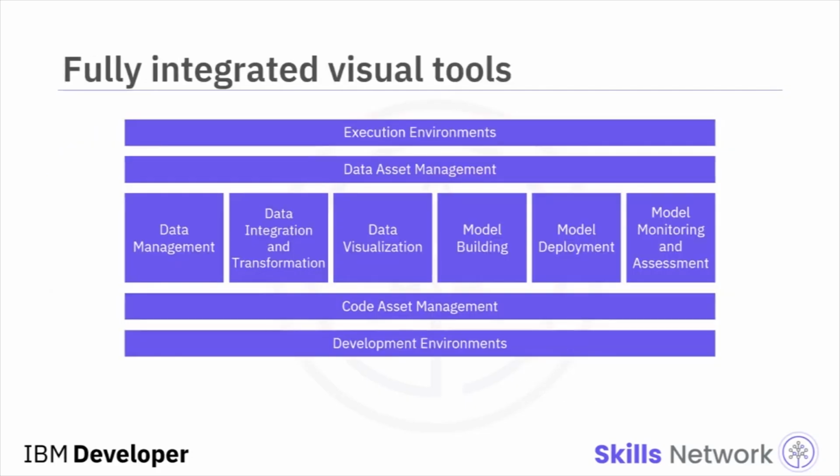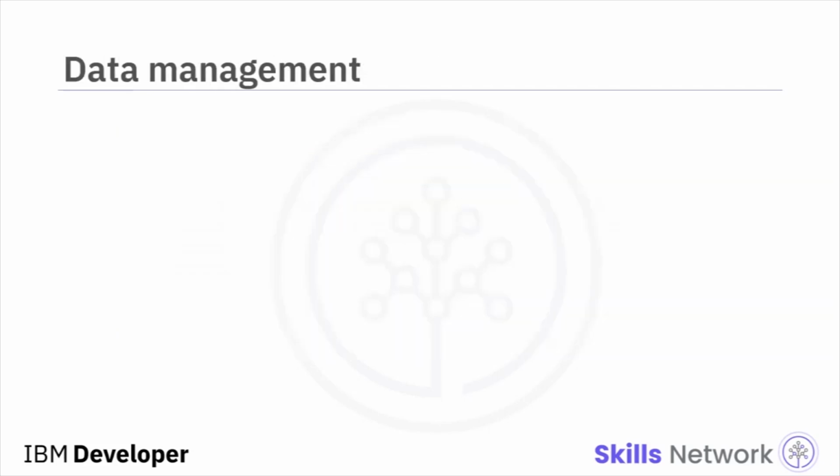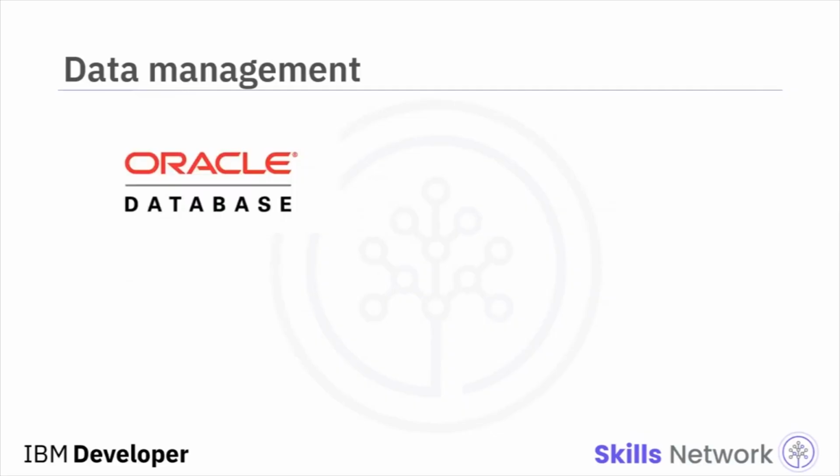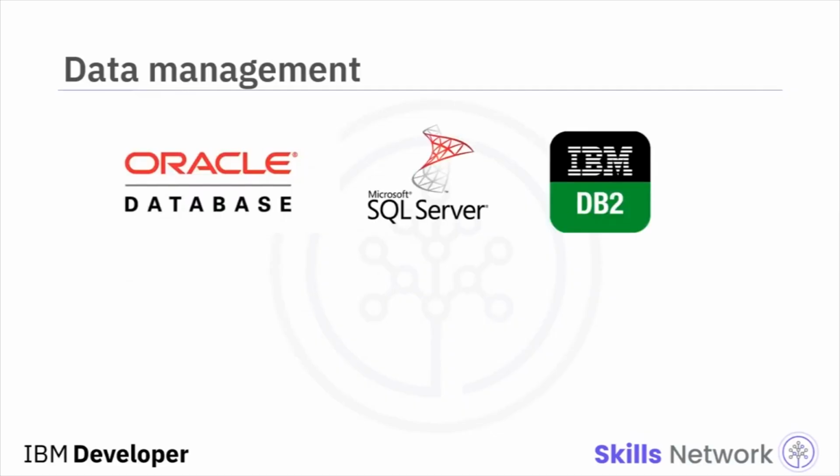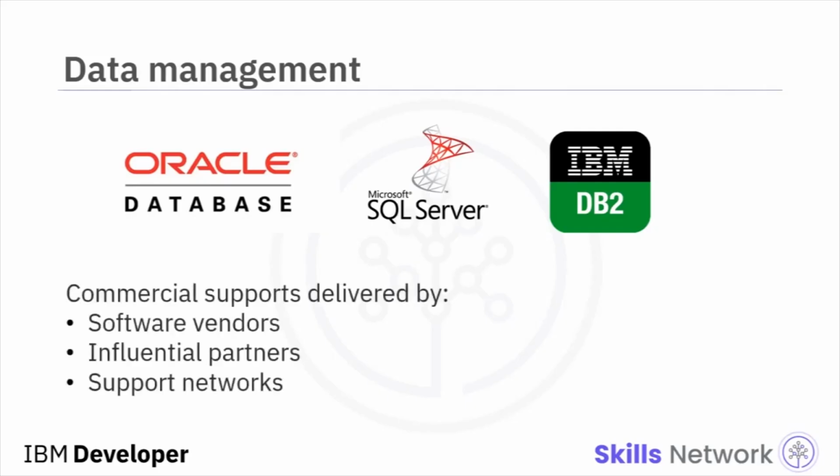Let's revisit the overview of different tool categories. In data management, most of the enterprise's relevant data is stored in an Oracle database, in Microsoft SQL Server, or an IBM DB2. Although open source databases are coming to the forefront, these three data management products are considered industry standard and will be around for a while. In addition, it's not only about functionality. Since data is the heart of every organization, commercial support availability plays a major role. Commercial support is delivered directly from software vendors, influential partners, and support networks.